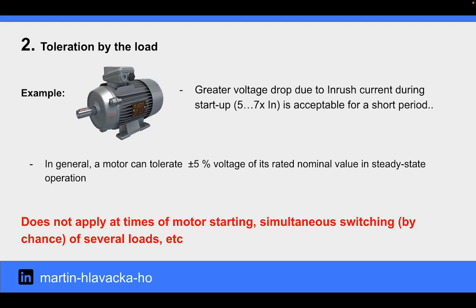In general, the voltage of a properly operating motor should be within plus minus 5% of its nominal rating in steady state operation. It is important to mention that this voltage drop limit refers to normal steady state operating conditions only and does not apply during motor starting, simultaneous switching of several loads, etc.